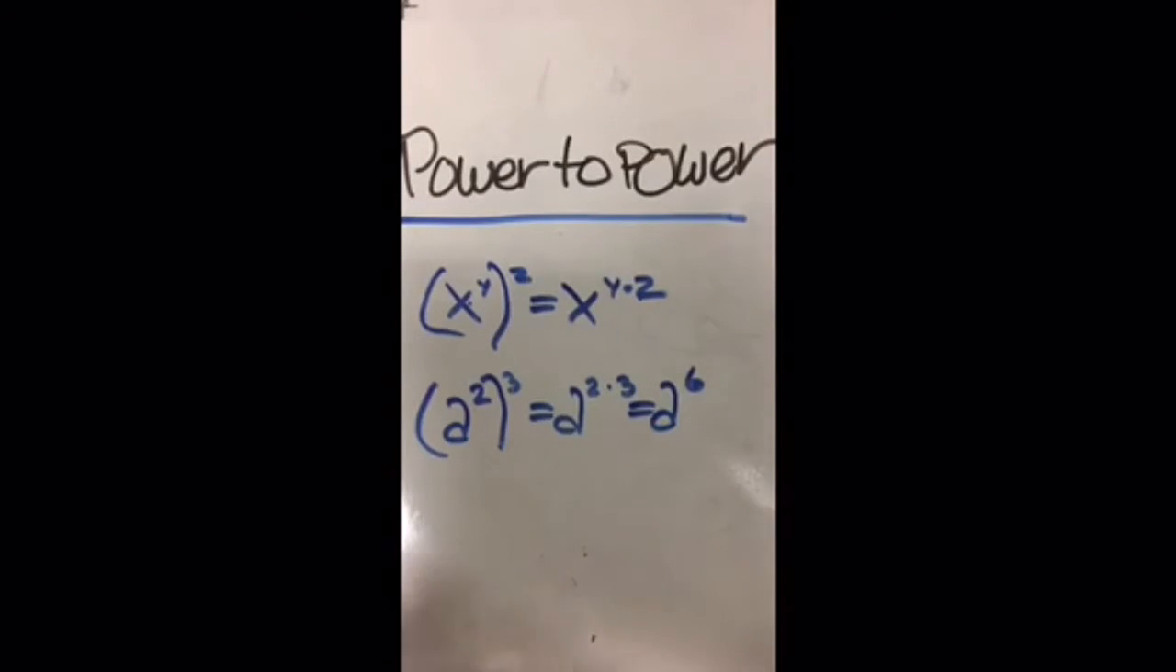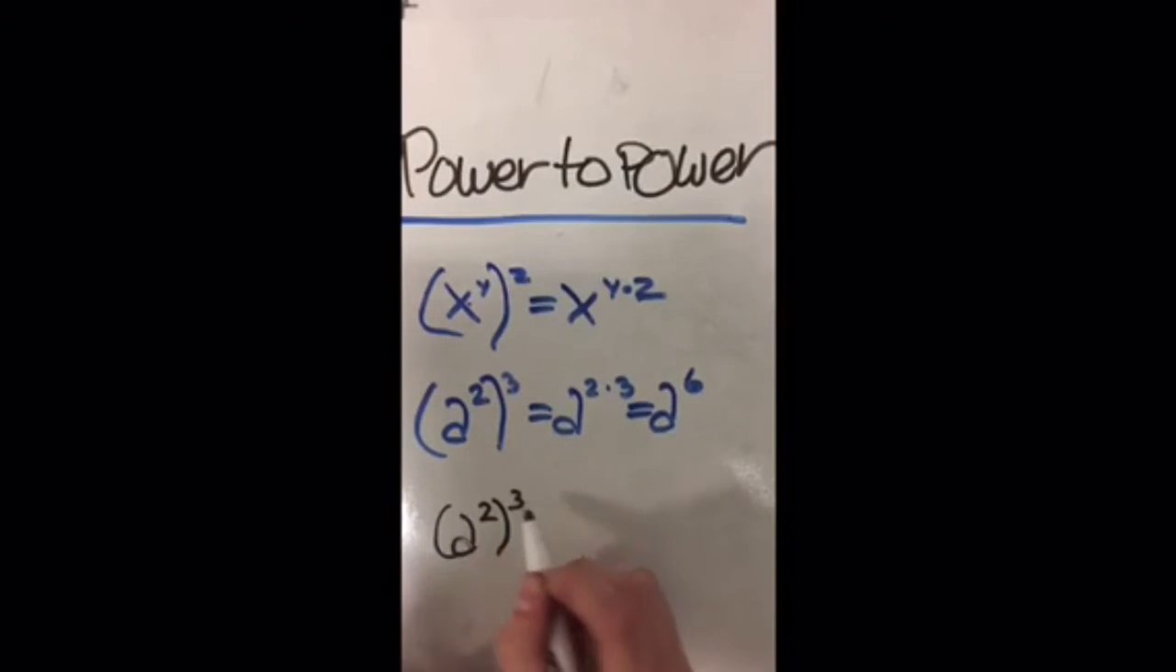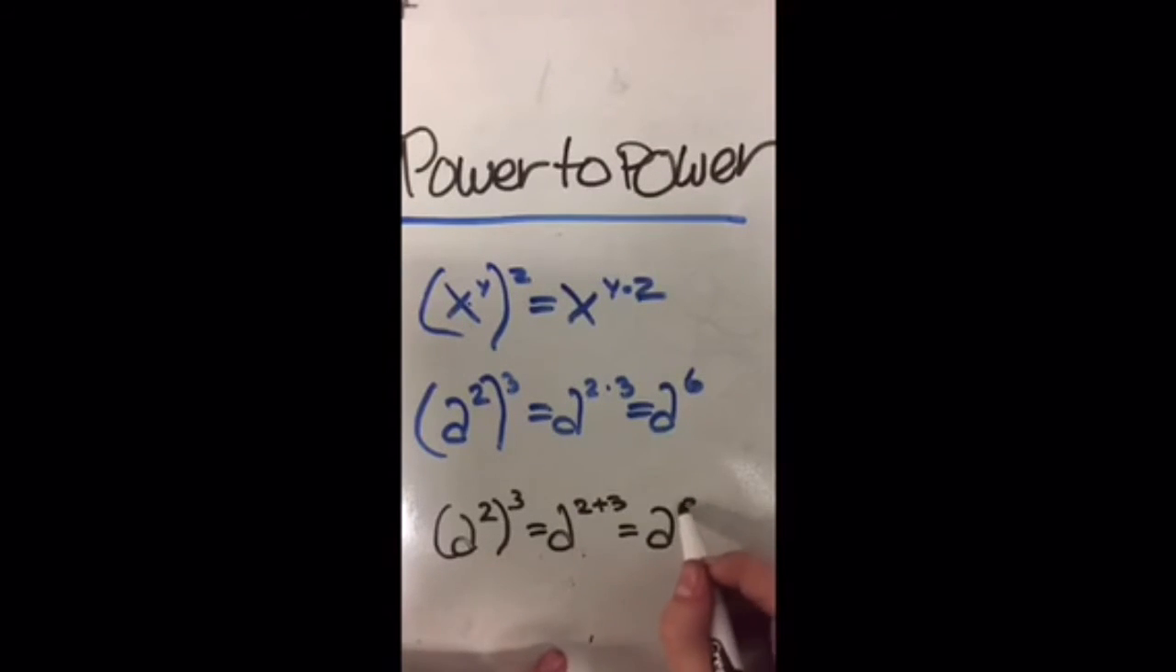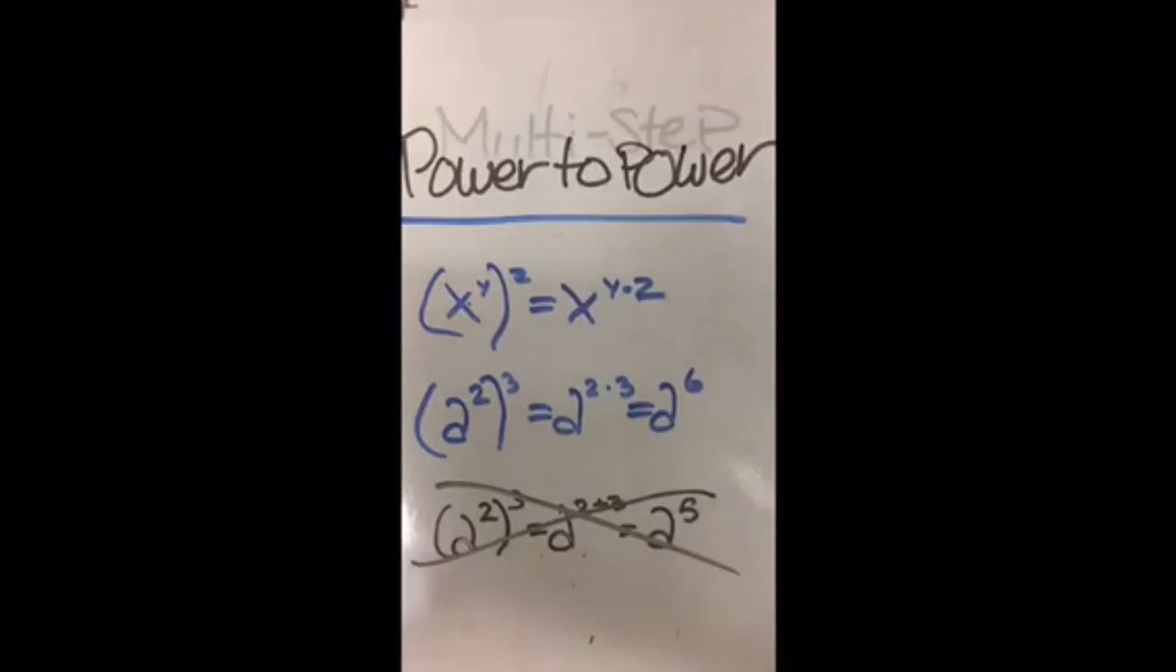A common misconception about this is that people confuse it with the product rule and add the powers of 2 and 3, which would result in a raised to the power 5, which is not correct.